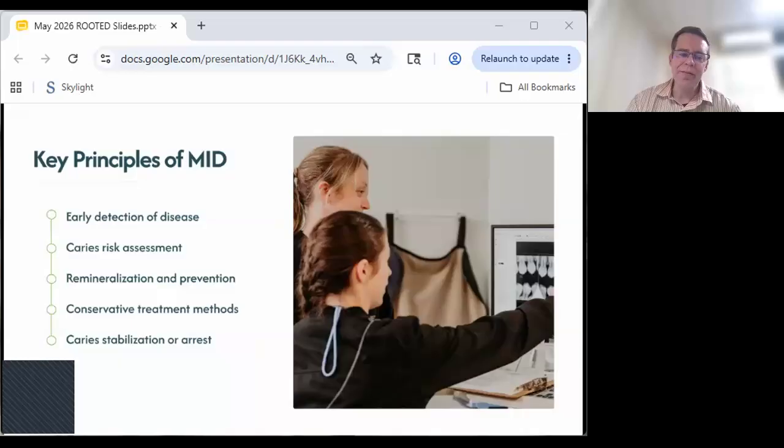So the key principles of minimally invasive dentistry: early detection of the disease. Obviously we know that the sooner you can diagnose the disease, the better the prognosis. Caries risk assessment is basically a treatment plan, and it should be tailored to our patients. I'll let you know, I've talked to payers about this. 1% of clinicians actually use a caries risk assessment. And right now we have 3 different CDT codes for it: 601, 602, 603. So low, moderate, high. It's not really great at this point.